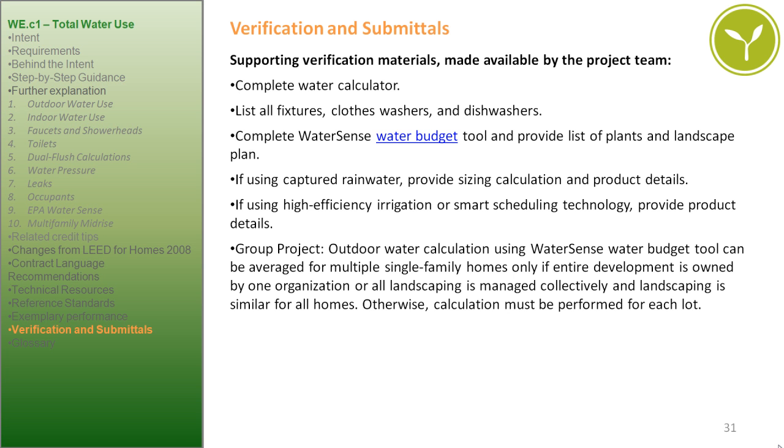Group Project. Outdoor water calculation using WaterSense Water Budget Tool can be averaged for multiple single-family homes only if the entire development is owned by one organization or all landscaping is managed collectively and landscaping is similar for all homes. Otherwise, calculation must be performed for each lot.